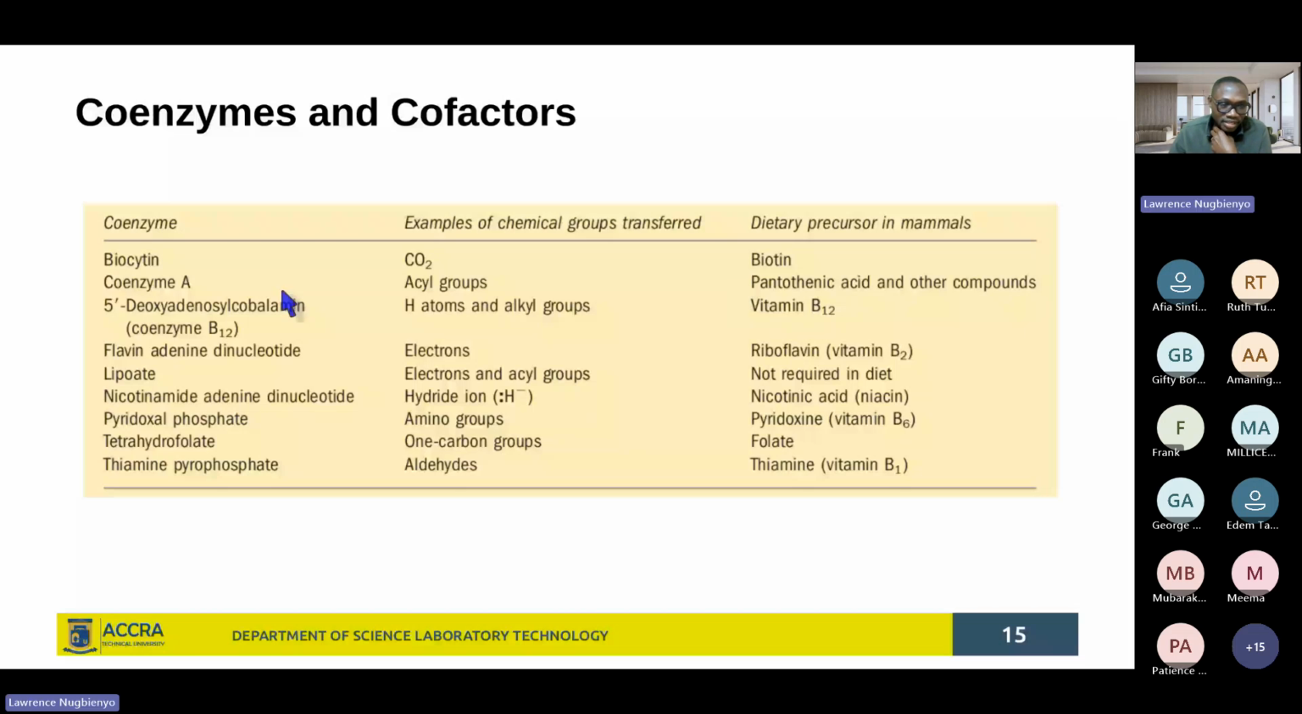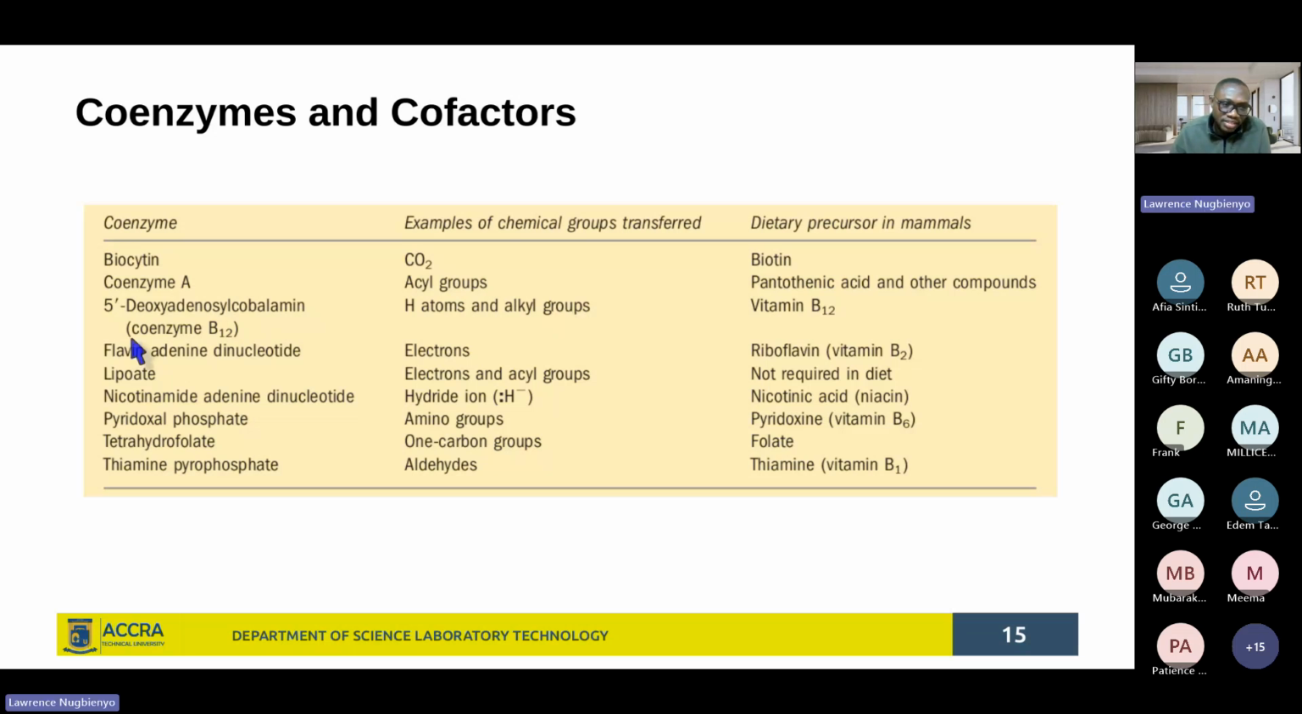You have deoxyadenosyl-cobalamin. And we see there is written coenzyme B12 coming from vitamin B12, and is involved in the transfer of hydrides or hydrogen atoms and some alkyl groups. So it can be some methyl group like CH3 or ethyl, etc.